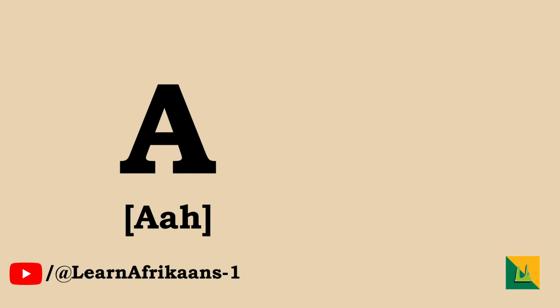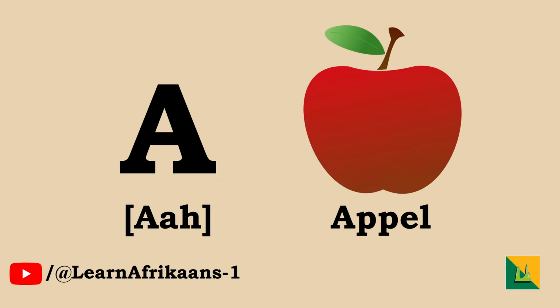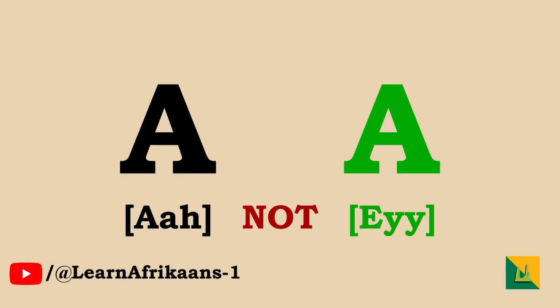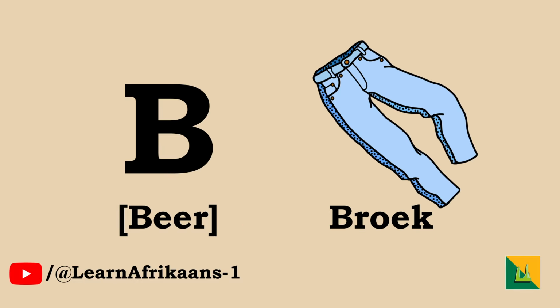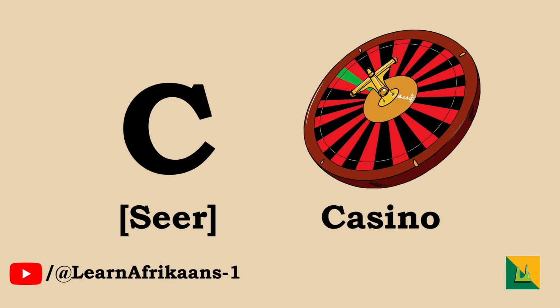Let's begin. A, appel. A, appel. Notice the difference in Afrikaans. It is A, not A. B, broek, B, broek. C, casino, C, casino.